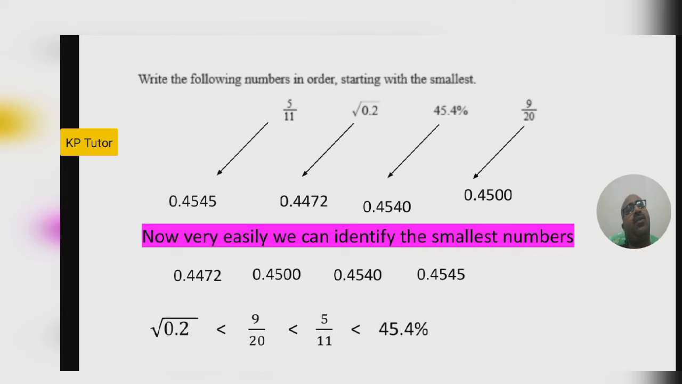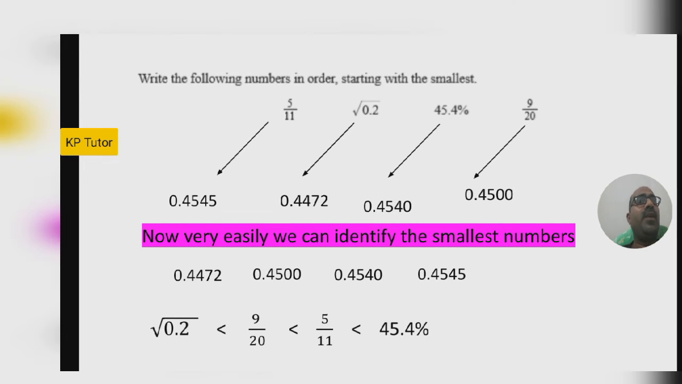Next question, write the following numbers in order starting with the smallest. Same question pattern. Here also a fraction is there, an irrational number is there, then percentages, and again one more fraction is there. Follow the same procedure that I just explained before. Change all of them into decimal format. Then if you can find the smallest from the decimal format, that's better, that is a good way. Again, if you get confused, just change into whole numbers.